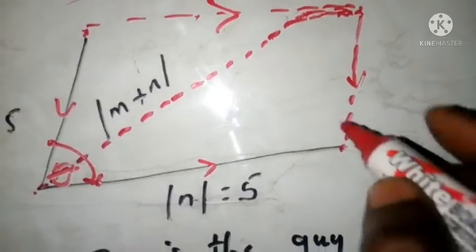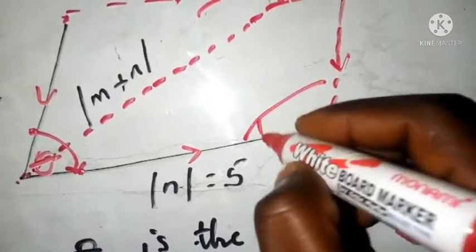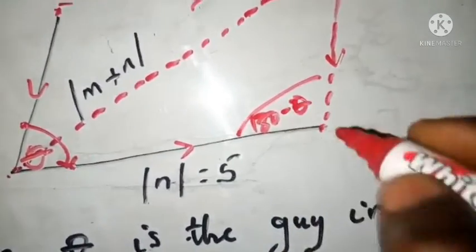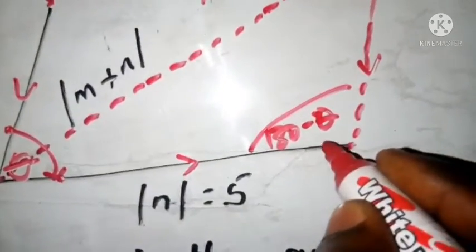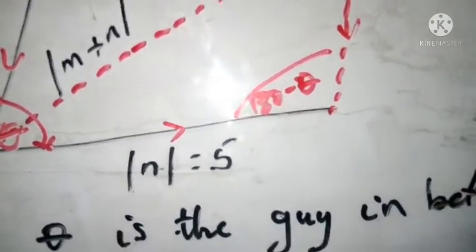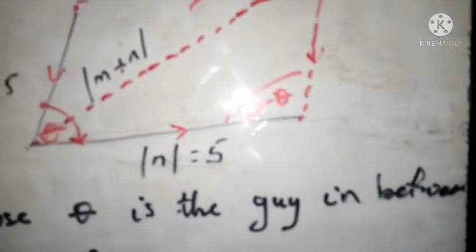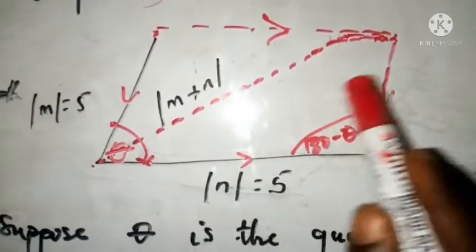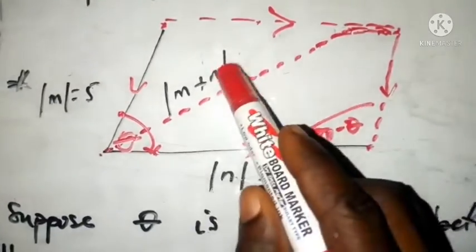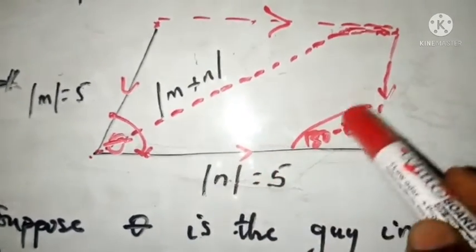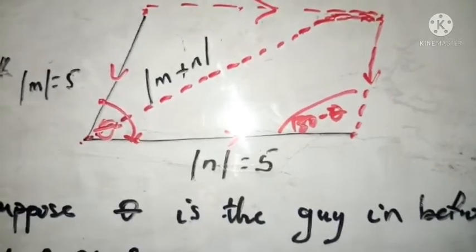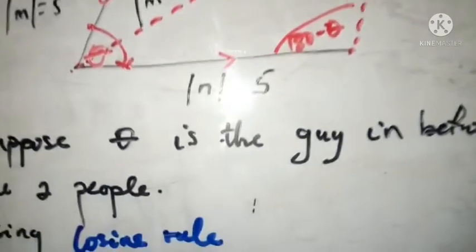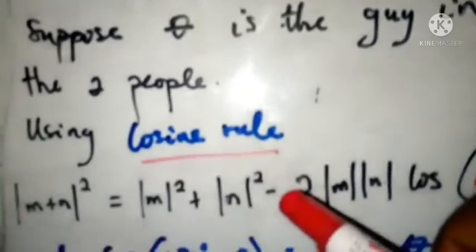Is that okay? So here you can replace this by 180 minus theta. The question here is why are we doing this? Once you know how the cosine rule functions, if you have a triangle in which you have one side or maybe two sides, and you want to find the other length, you may use the cosine rule.